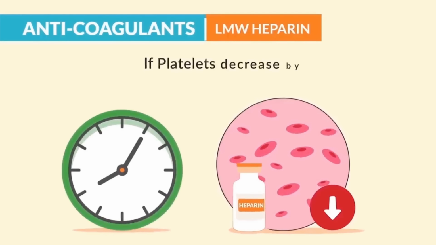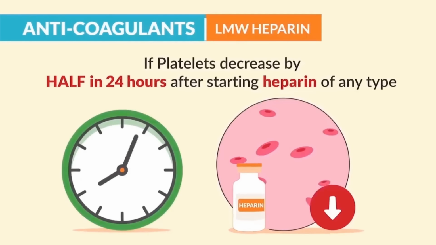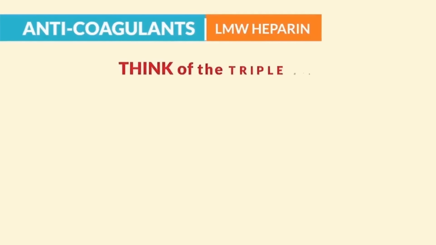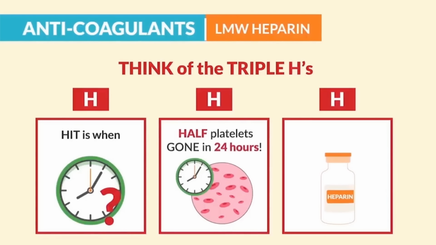This happens if platelets are decreased by half within, key number here, 24 hours after starting heparin of any type. This usually indicates HIT. Guys, very deadly. So think of the triple H's here. H for HIT is when half the platelets are gone within 24 hours after starting H for heparin.